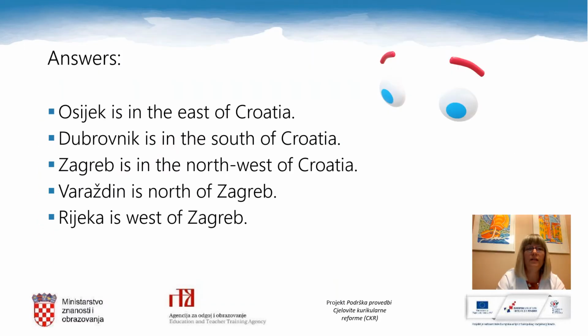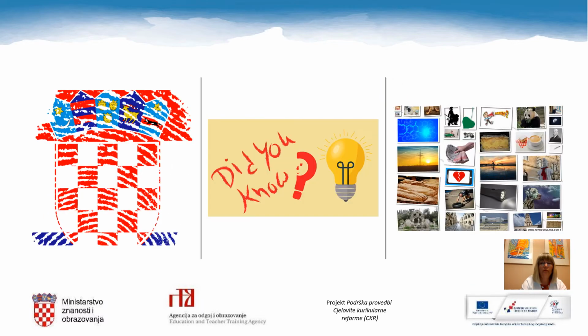And here are some possible answers. Osijek is in the east of Croatia. Dubrovnik is in the south of Croatia. Zagreb is in the northwest of Croatia. Varaždin is north of Zagreb. Rijeka is west of Zagreb. These were some facts, of course.